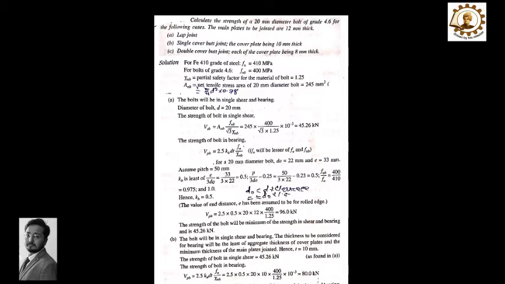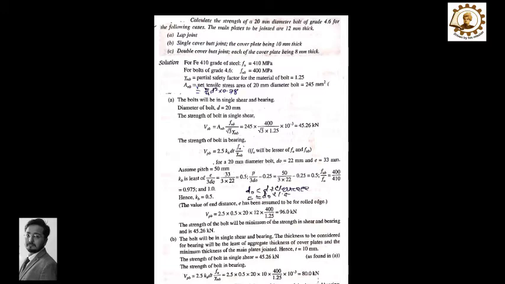Calculate the strength of a 20 mm diameter bolt of grade 4.6 for the following cases. The main plates to be jointed are 12 mm thick. Up to this, we can see that in this question we have to calculate the strength of the bolt. The bolt has 20 mm nominal diameter. It may be written like this: you have to use M20 bolt. If it is written M20 bolt, that also means a bolt with 20 mm nominal diameter.